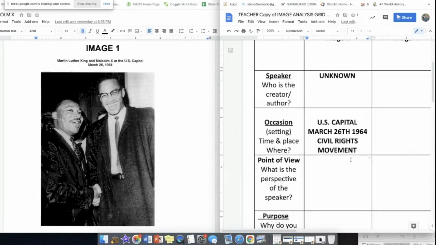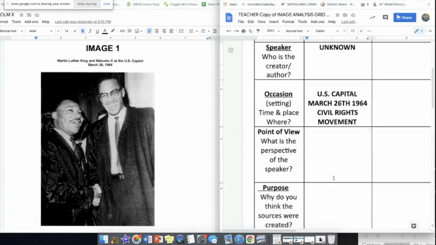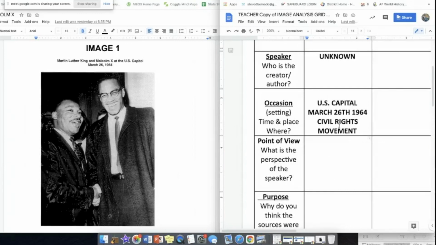What is the perspective of the speaker? There is nobody speaking, it's an image, right? So what perspective is this from? I would say the perspective of somebody who wants us to understand the relationship between Martin Luther King and Malcolm X.